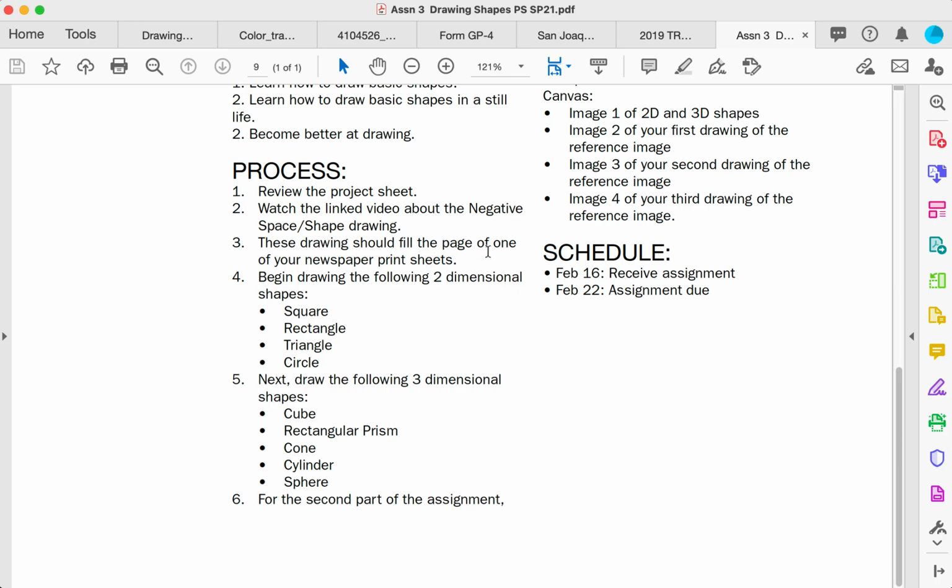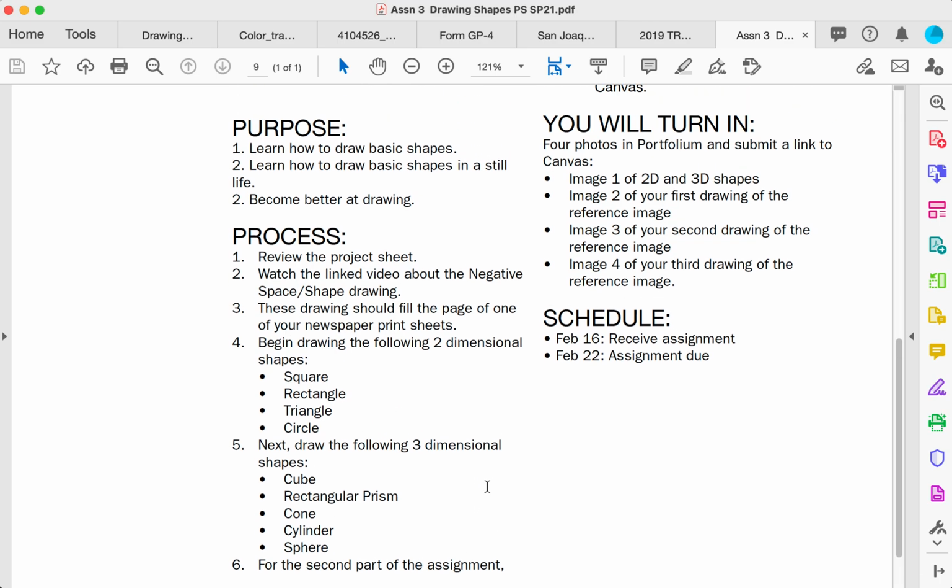These drawings should fill one page of your newsprint sheet. Begin by drawing two-dimensional shapes: a square, rectangle, triangle, and a circle. And then draw three-dimensional shapes, which have depth: a cube, a rectangular prism, a cone, a cylinder, and a sphere.